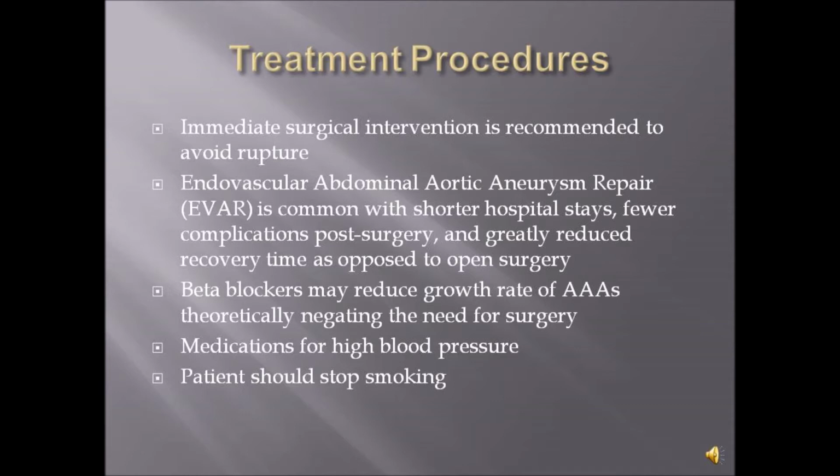Some treatment procedures for AAA. If it's over a certain size, immediate surgical intervention is recommended to avoid rupture. An endovascular abdominal aortic aneurysm repair is very common, and that's used as opposed to open surgery, just because there's shorter hospital stays, fewer complications, and greatly reduced recovery time. You can also take medications to reduce the growth rate of the AAA. Also, the patient should take medication for their high blood pressure, and the patient should stop smoking.